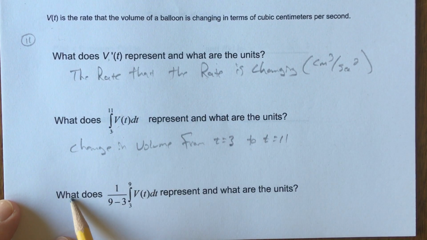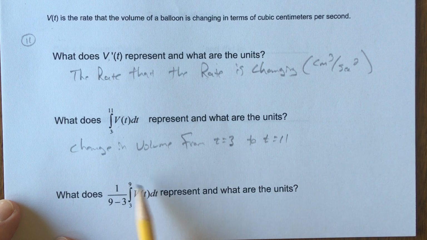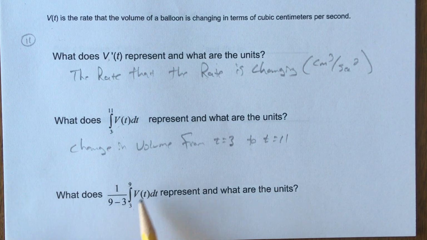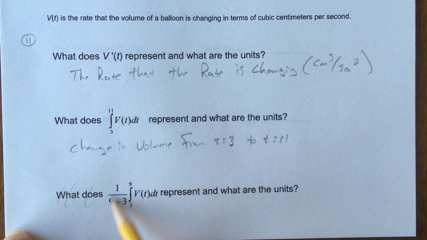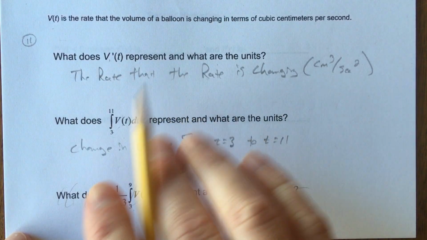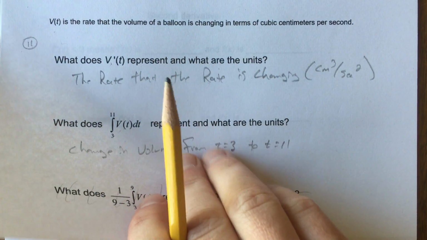Okay. Now this bottom one here asks what this represents. This would be the average of V of t from 3 to 9, but they said they're not going to ask you about average value on this test, so this is not something we need to worry about on ours. All right, so don't panic. If you felt good about that, then you're in good shape.